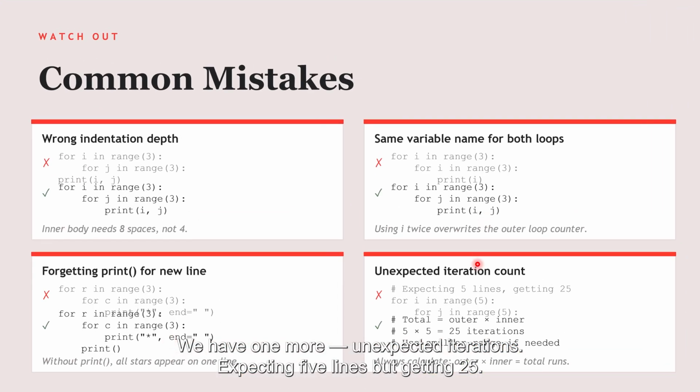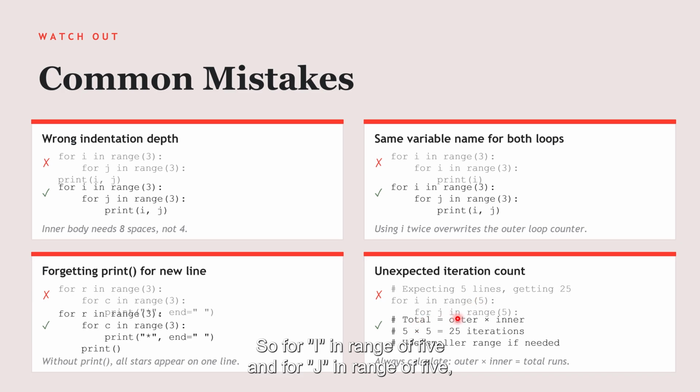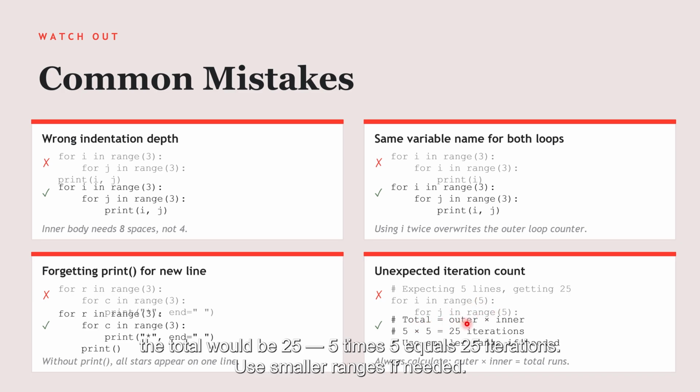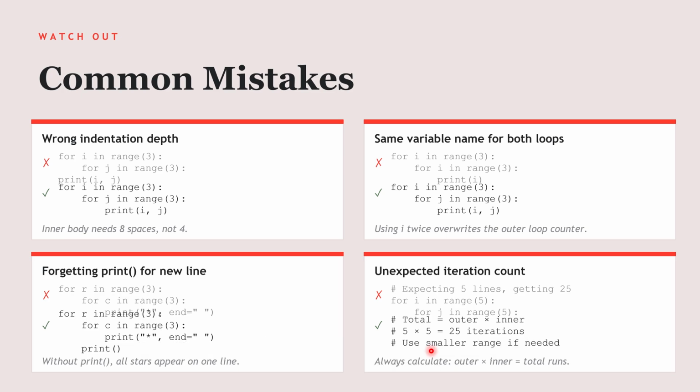We have one more: unexpected iteration count. For example, expecting 5 lines and getting 25. For i in range(5) and for j in range(5), the total would be 25. 5 times 5 is 25 iterations. Use a smaller range if needed. If you want to get the exact count, you need to always calculate it carefully. So you have to use 2 and 3 to get 6. Don't forget how to count iterations.